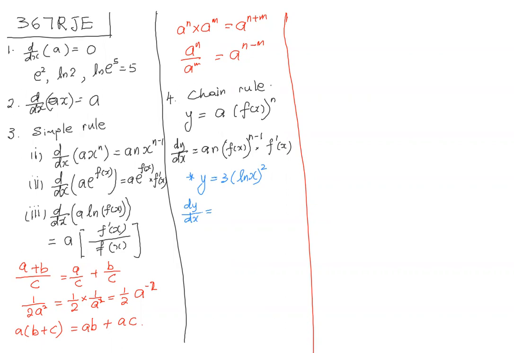So we have to bring down the power, copy down the whole thing. Power take away 1 times by the derivative of ln, which is 1 over x. So this is equal to 6 ln x divided by x. Are you okay?